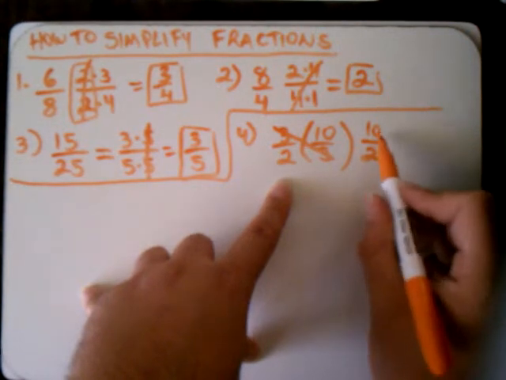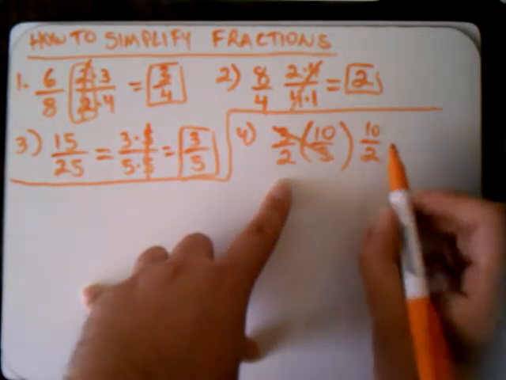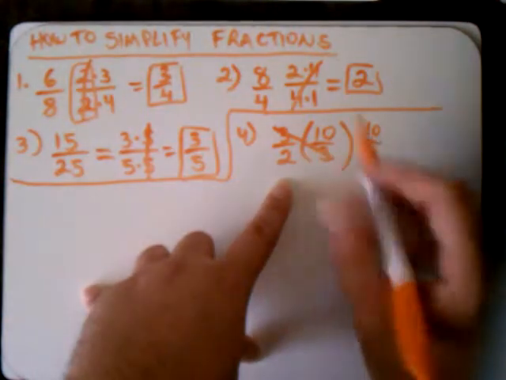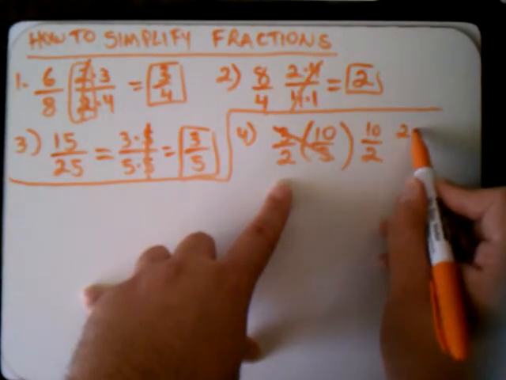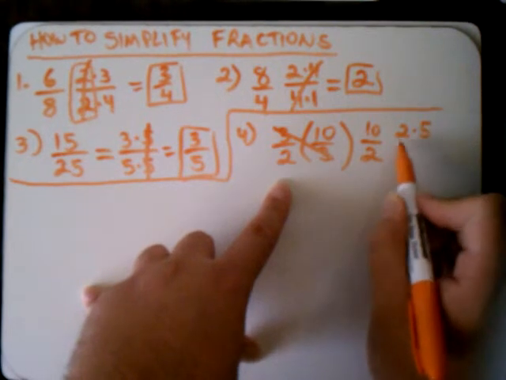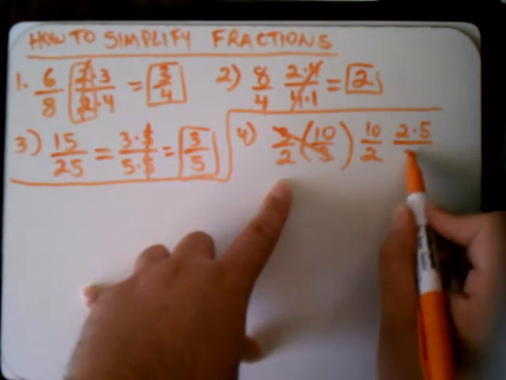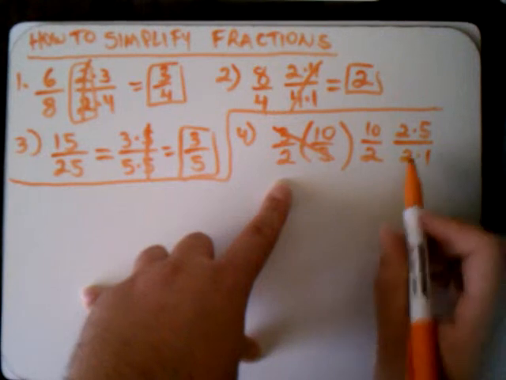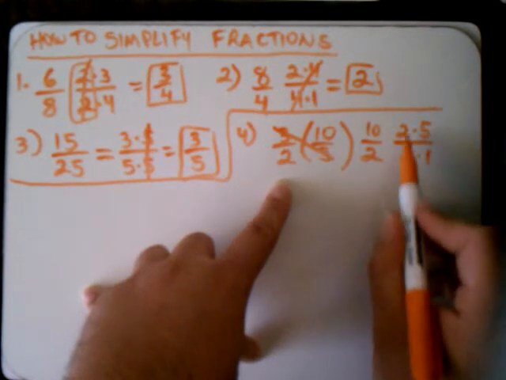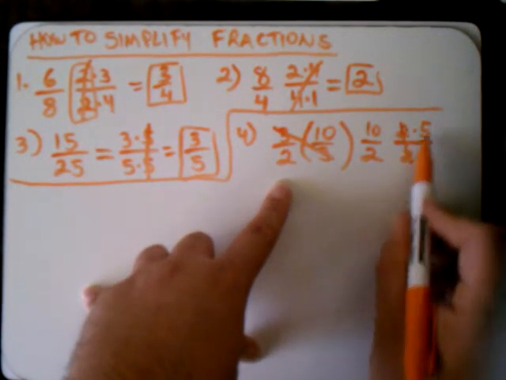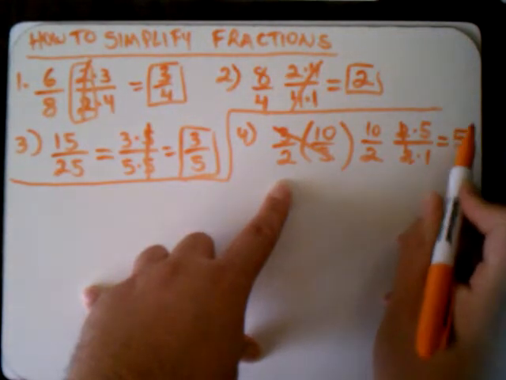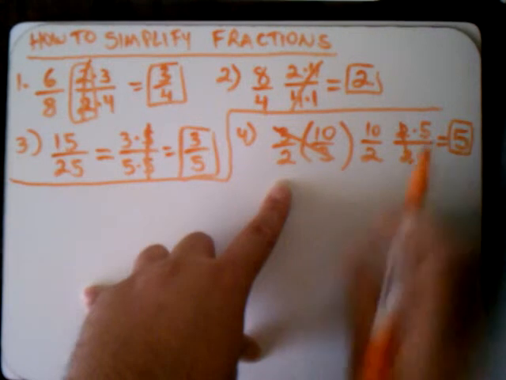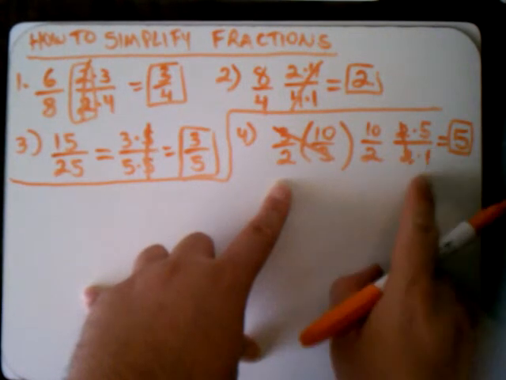Of course, you know that 10 divided by 2 is 5, but let me show you the way that we're simplifying fractions. 10 is the same thing as saying 2 times 5. And on the bottom you have 2 times 1. So the same number top and bottom cancels out. So your answer is going to be 5. 5 over 1 is just 5.